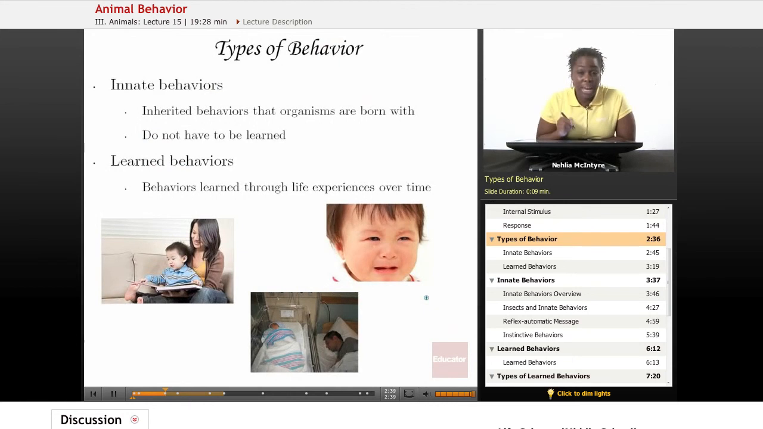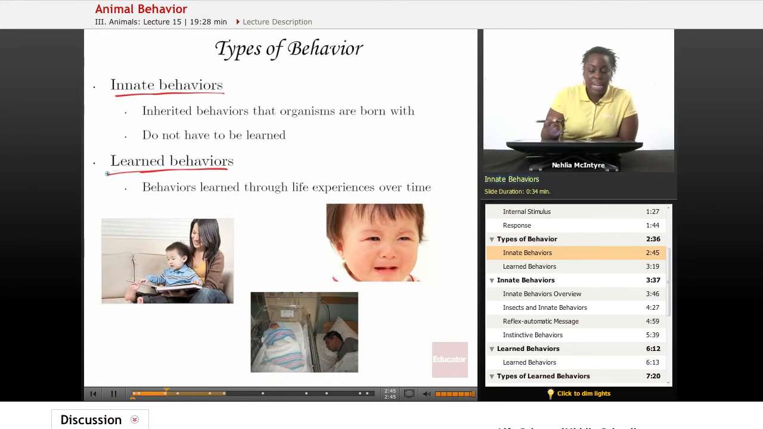Now, there's different types of behaviors. We have innate behaviors and we have learned behaviors. Innate behaviors are behaviors that the organism is born with. They don't have to learn it. No one has to tell them how to do it. They don't have to be learned.